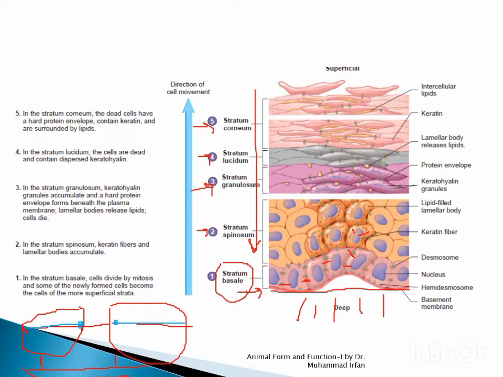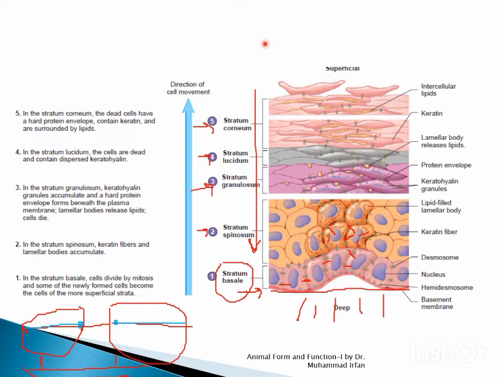And additional keratin fibers and lipid-filled membrane-bound organelles called lamellar bodies are formed inside the keratinocytes. A limited amount of cell division takes place in the stratum spinosum. Mitosis does not occur in the most superficial layers of the stratum spinosum.